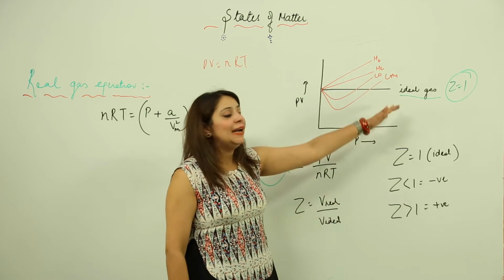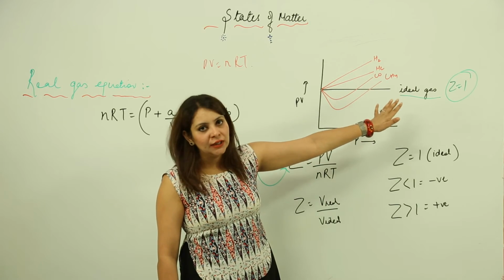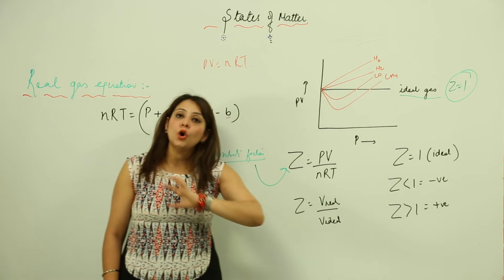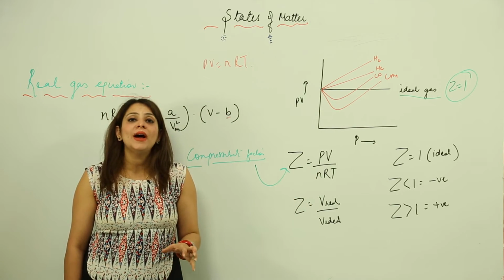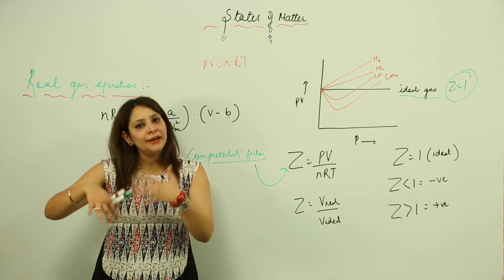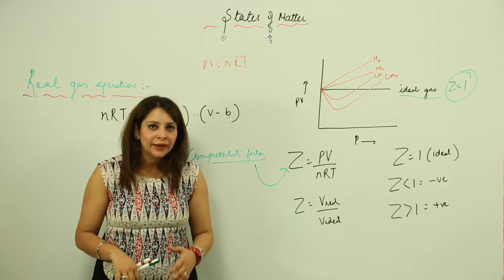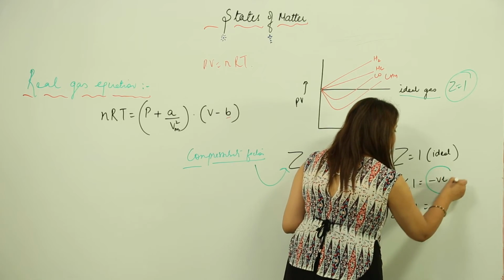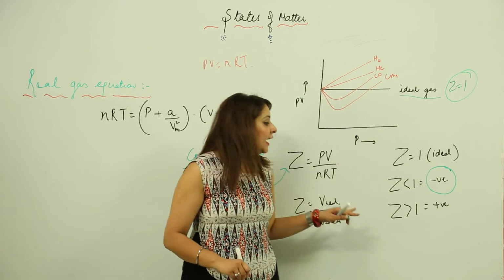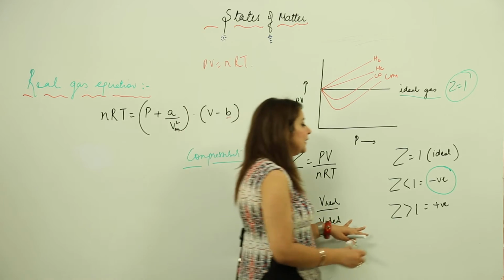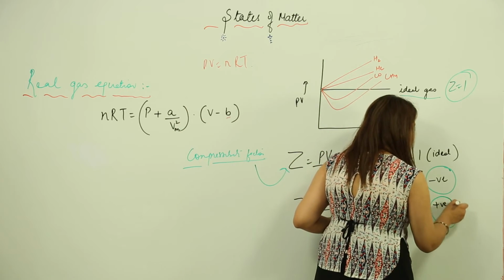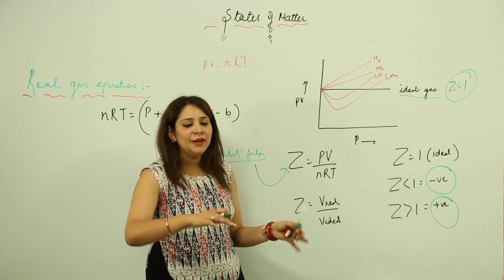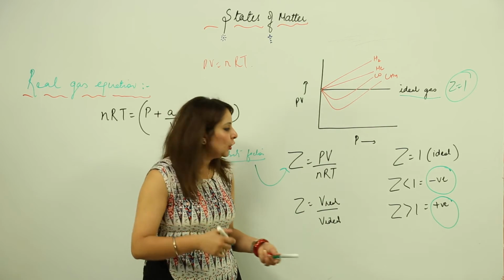So obviously, for an ideal gas we consider Z as unity, that is, the value of Z is 1. If real gases are not behaving ideally, their value is not equal to 1. It may be greater than 1 or less than 1. If it is less than 1, it shows a negative deviation from ideal behavior, and if Z is greater than 1, it shows a positive deviation. We can have either case for any gas.